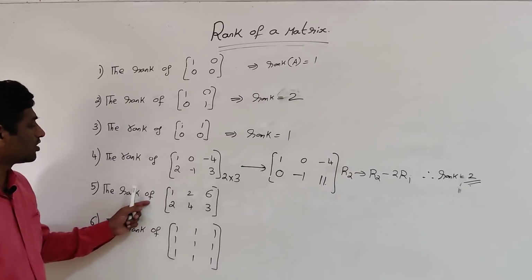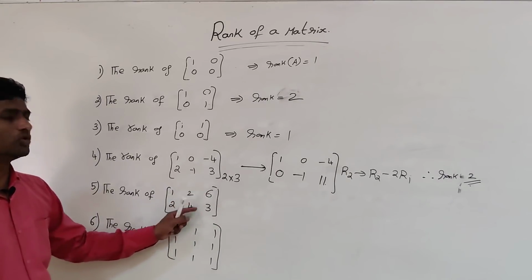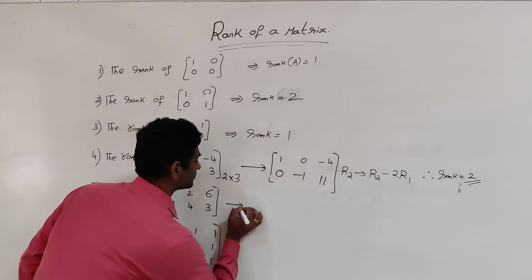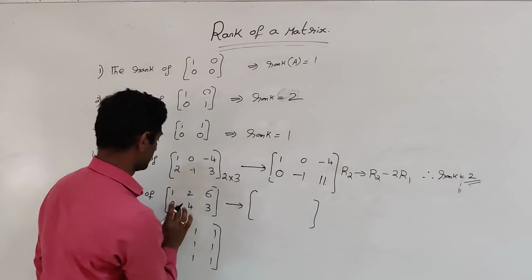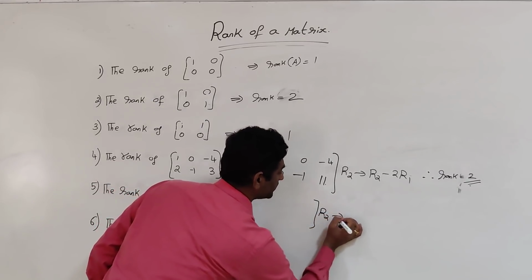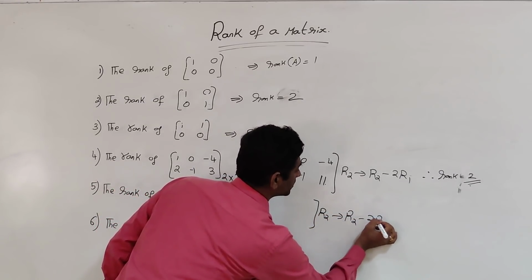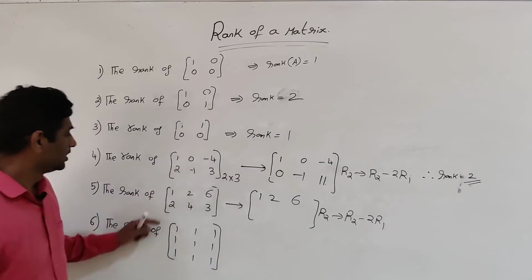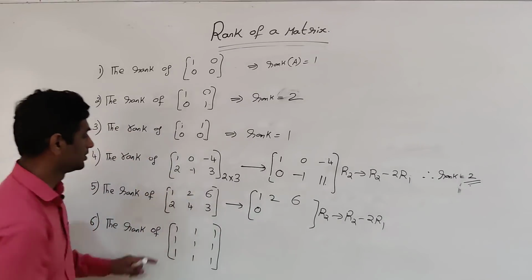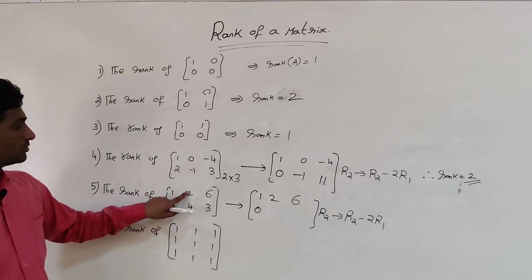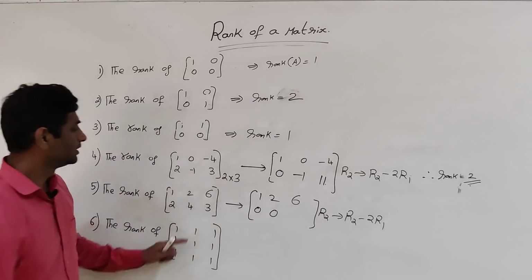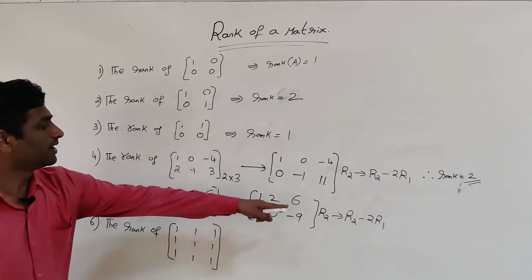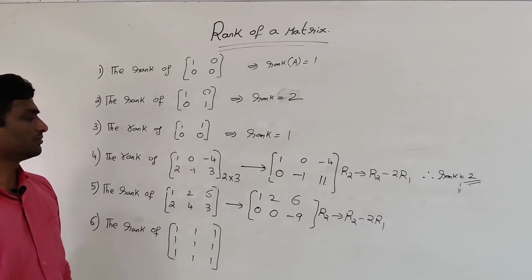Next, the rank of 1 2 6 2 4 3. If I convert into the echelon form, R2 is replaced with R2 minus 2 times R1. 1 2 6 will remain the same. 2 minus 2 is 0. 4 minus 4 is 0. 3 minus 2 times 6, 3 minus 12, is minus 9.